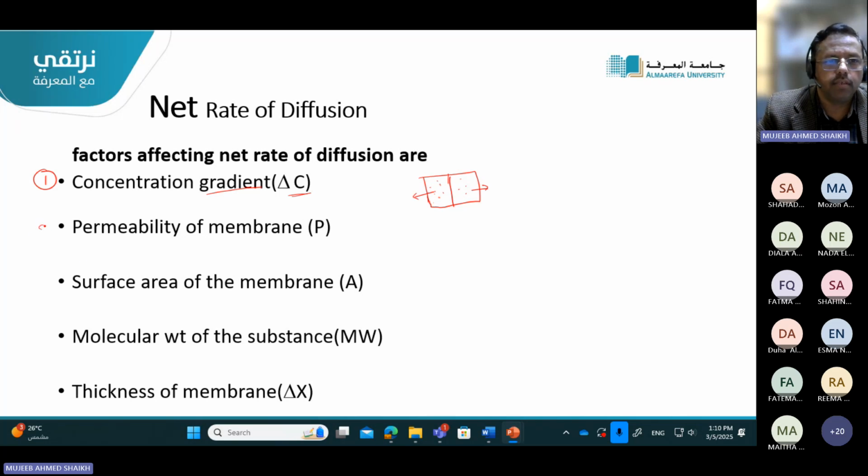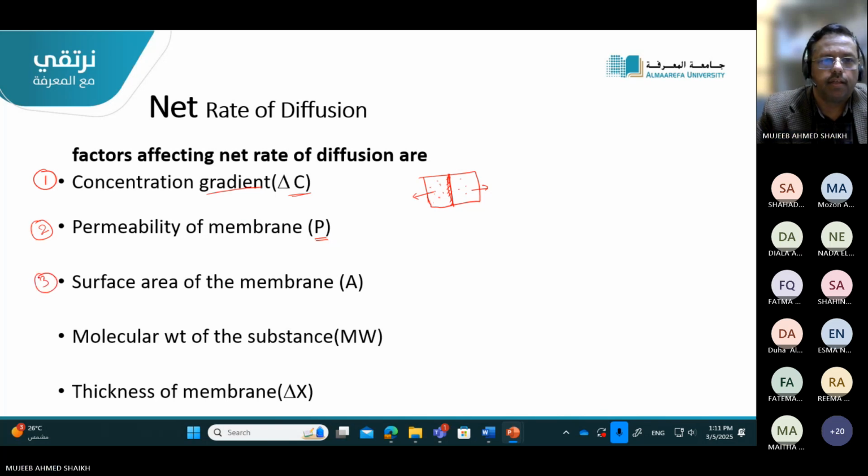Factor number two is the permeability of the membrane. How permeable this membrane is. If this is a membrane, how permeable? Is it very permeable? Is it least permeable? Based on this, the speed of diffusion will be decided. If it is more permeable, definitely the diffusion will be faster. If it is less permeable, diffusion will be slower, right?